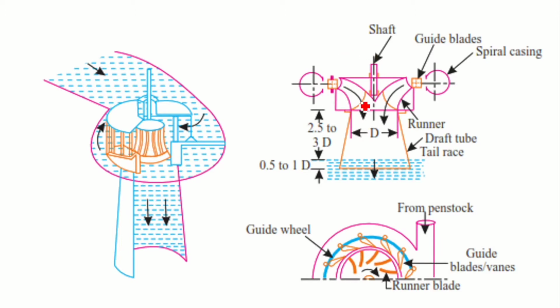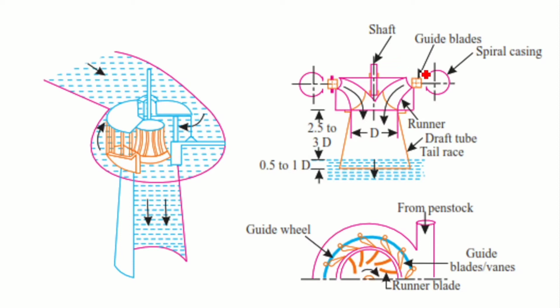If we look at this figure, the guide vanes are situated here and the runner blades are situated here. These are the runner blades. The guide vanes guide water to the runner blades. As water passes through the runner blades, they start rotating, thereby producing power.